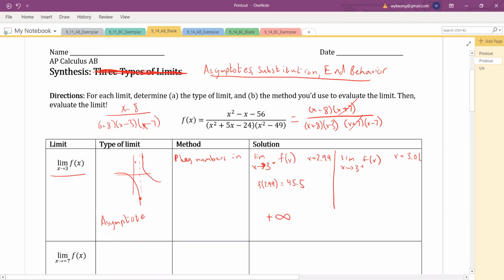But basically, we can choose any number that's really close to 3, but not actually 3, right? And that's coming from the right, so greater than 3. So f of 3.01 is equal to, I did the calculation separately, negative 45.5. So quickly in the chat, where would this be headed? Awesome. Yep. It's going to negative infinity.